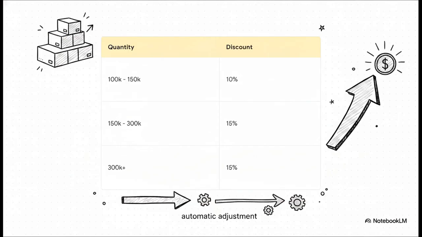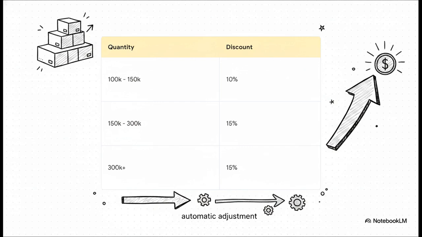To encourage those massive orders without requiring some manager to manually intervene, the system uses tier-based adjustments. This automatically rewards bulk purchasers with steeper and steeper discounts as their order volumes increase. Say a customer orders between 100,000 and 150,000 units. The system automatically knocks 10% off the list price.